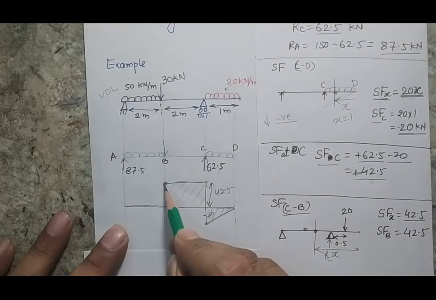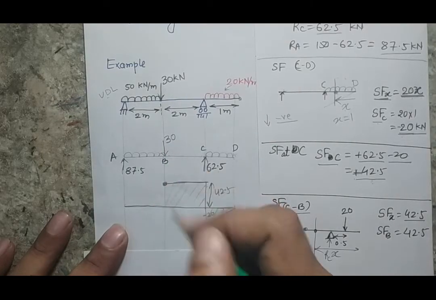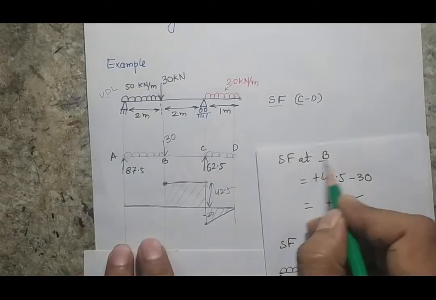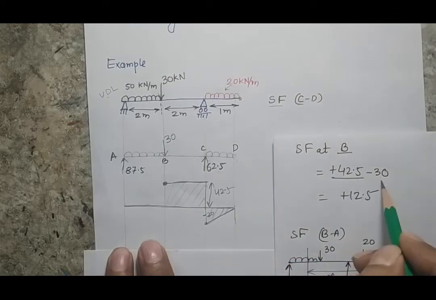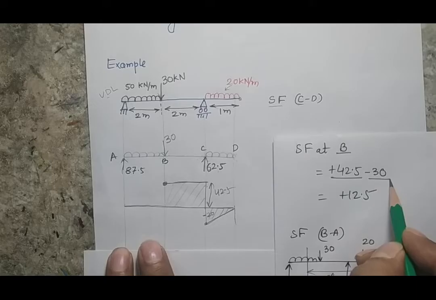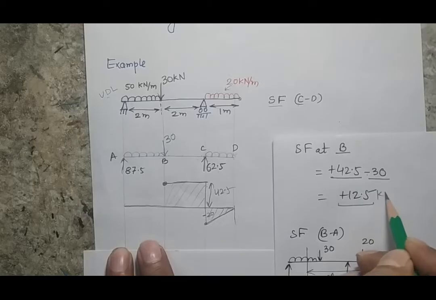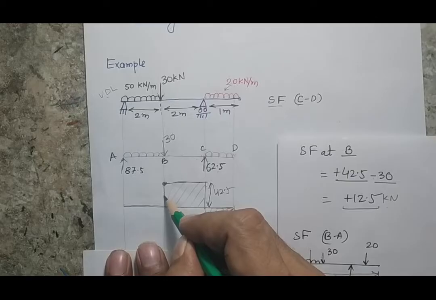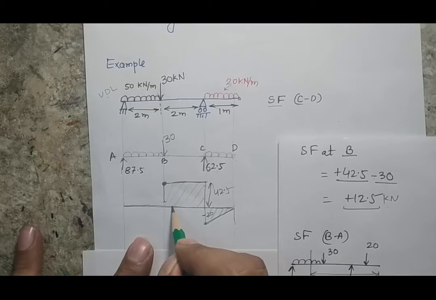As I reach point B, I know that there is a sudden point load of 30 kilonewton acting in the downward direction. So at point B, my previous shear force is 42.5, and suddenly there is a 30 kilonewton force in the downward direction, so it will be negative. Finally I will have 12.5 kilonewton shear force at point B. So my line will go in the downward direction and reach somewhere here. Because this is 42.5 and this is 30 down, this small value will be 12.5.